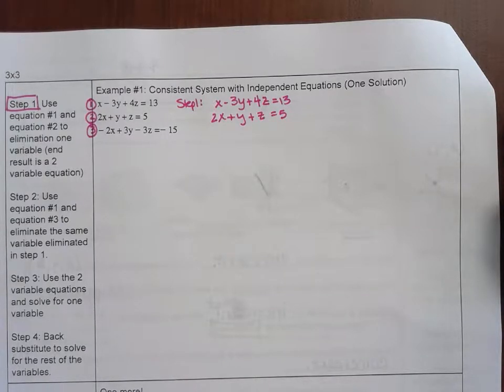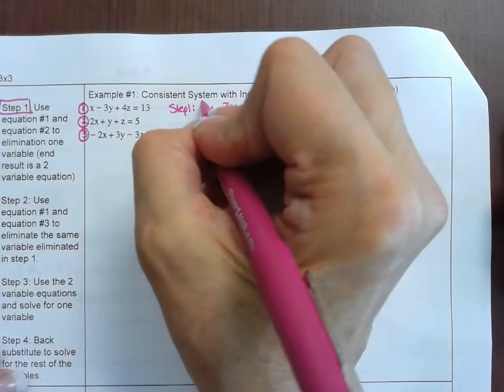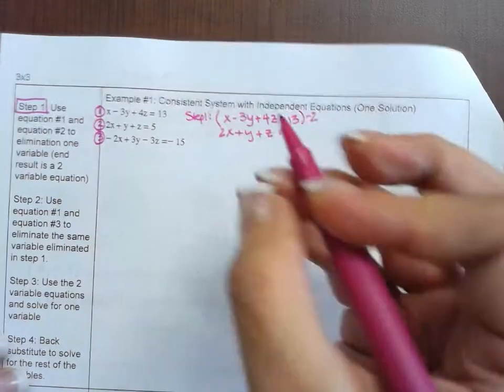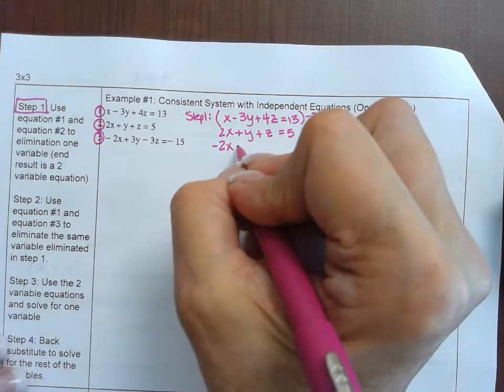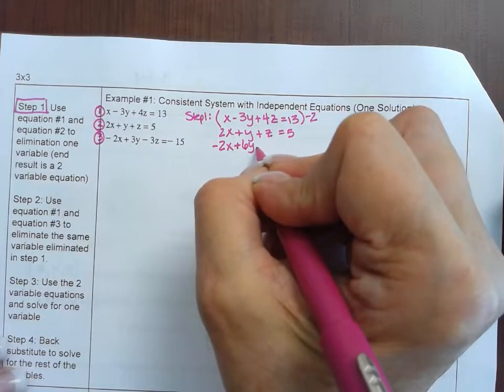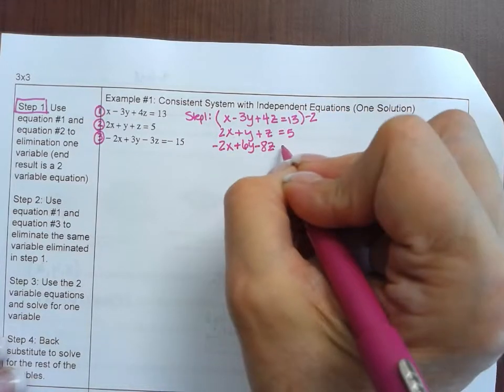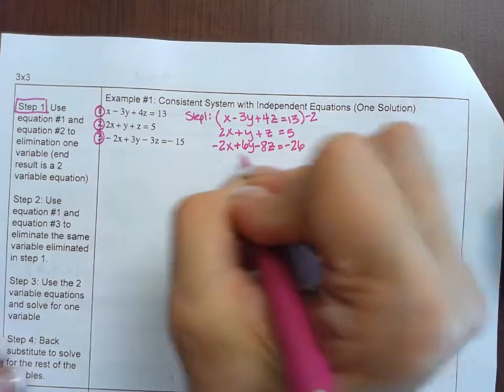Does it matter which one you eliminate? No. It does not matter. It's up to you. Do the easiest one that works for your brain. But we'll go with what Nick said, and he wants to multiply the top by negative 2. And so I'm going to get negative 2x plus 6y minus 8z is equal to negative 26.